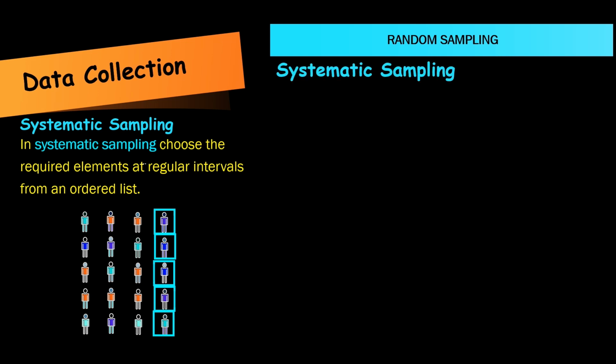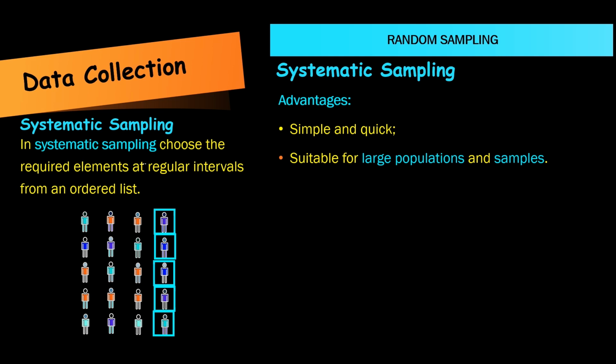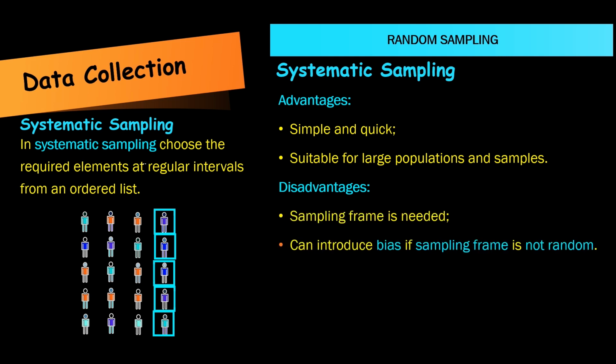Now let's take a look at some of the advantages and disadvantages of systematic sampling. So the advantages first. It's of course simple and quick, and it's suitable for large populations and samples. And some of the disadvantages are that a sampling frame is needed and bias can be introduced if the sampling frame is not random.